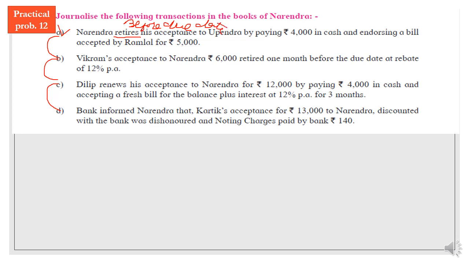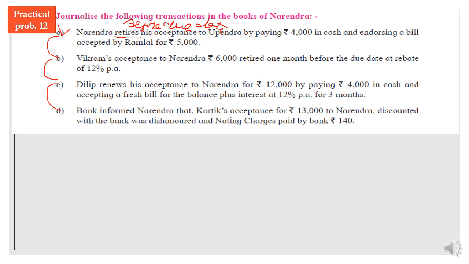In this situation, the drawer becomes so happy that he gives some discount to his drawee, and that discount is known as a rebate. That rebate is a loss for the drawer because he is giving it to his drawee, and it is a benefit for the drawee. So he will record it on the credit side. So just read the sentence again: Narendra retires his acceptance to Upendra.